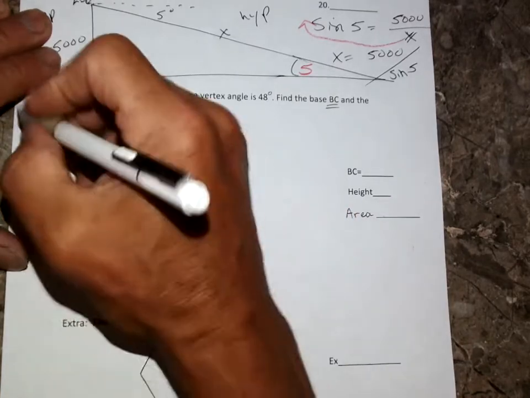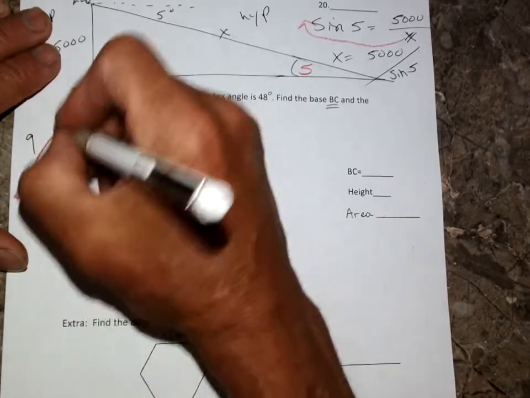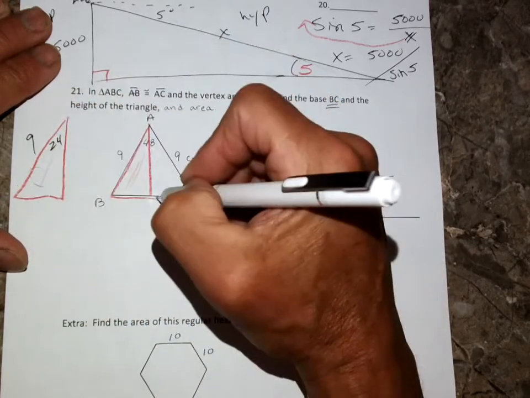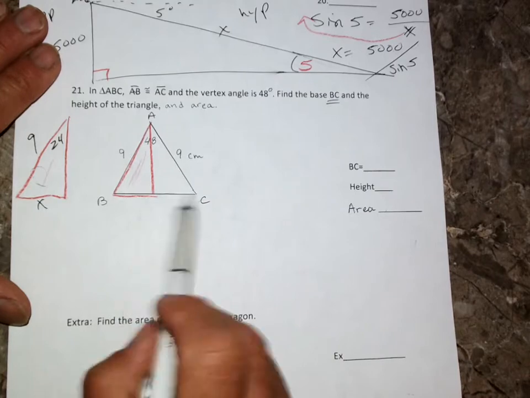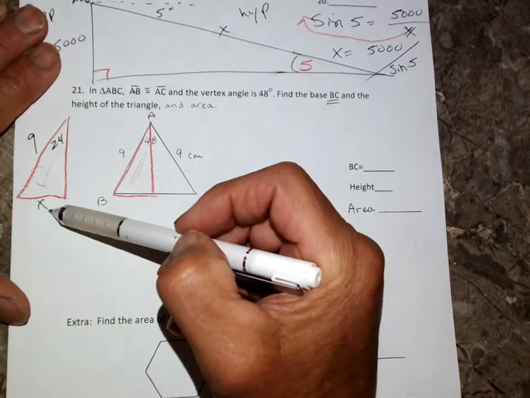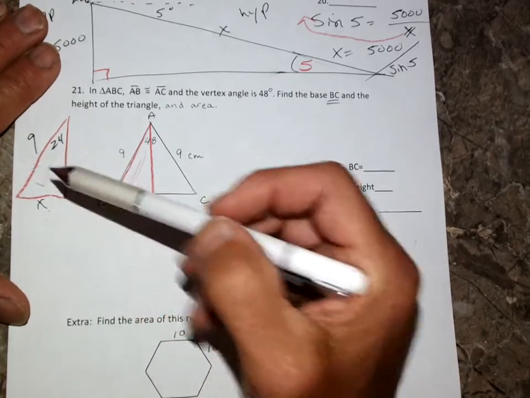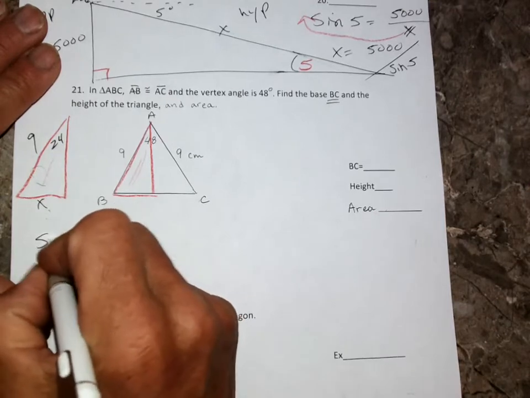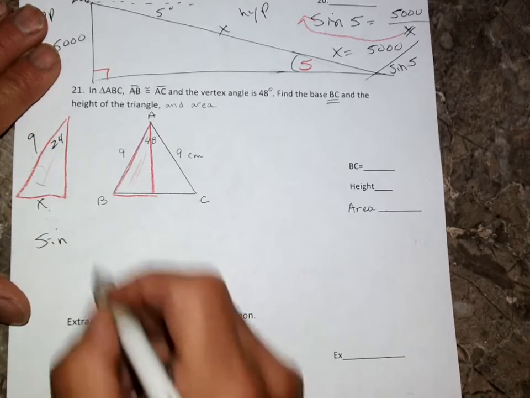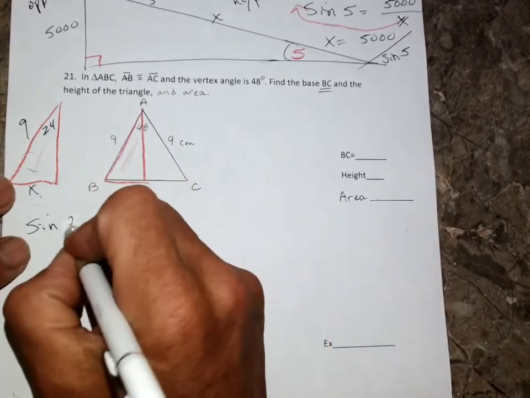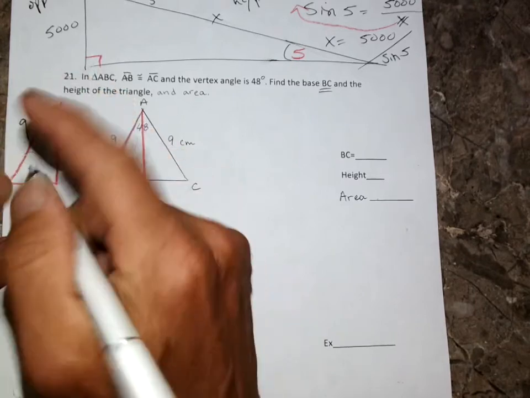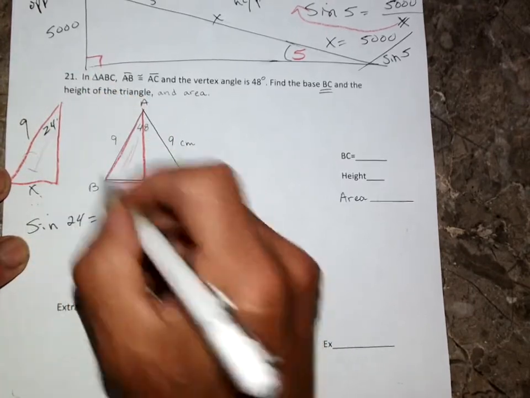I know this is 9. This is 24 degrees because I bisected the angle. Let's call this x. So to find BC, let's find x and double it. Opposite over hypotenuse is sine again. So sine of theta, but theta is 24. Sine of 24 is equal to the opposite side, x, over my hypotenuse, which is 9.